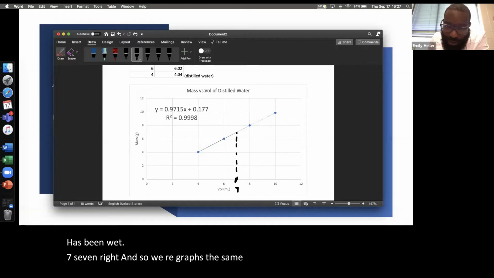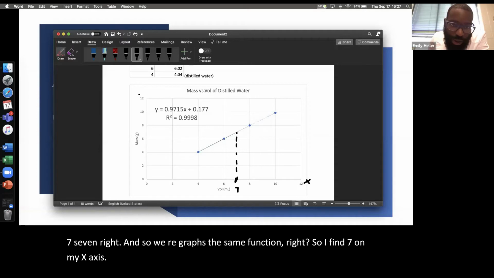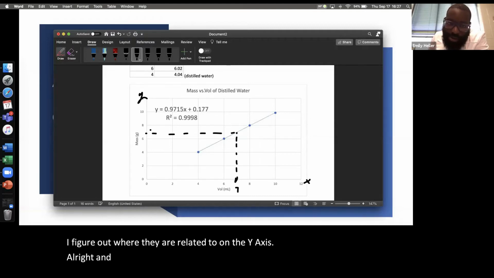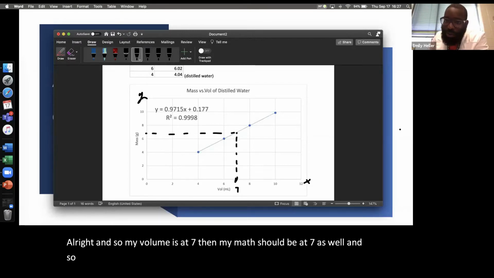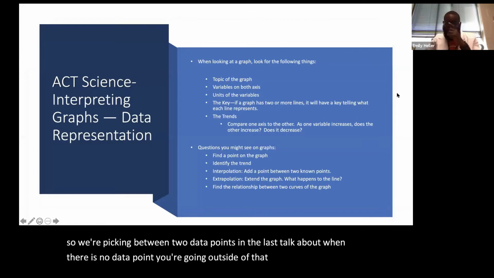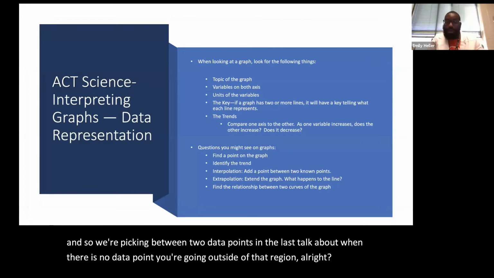So I find 7 on my x-axis. I figure out where it relates to on the y-axis. And so if my volume is at 7, then my mass should be at 7 as well. And so we're picking between 2 data points. And we'll also talk about when there's no data point, when you're going outside of that region. And then you want to define the relationship between the curves.